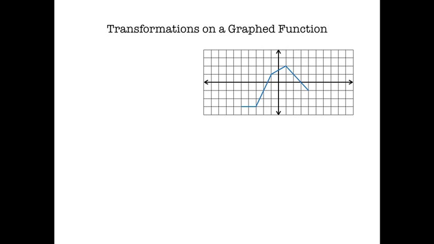In this video, we will be looking at transformations on a graphed function. In these examples, we will have a picture of a graph, but we will not have the equation for the function. Here we have f of x graphed in blue. What we're going to be looking at is what f of 2 quantity x minus 4 looks like.